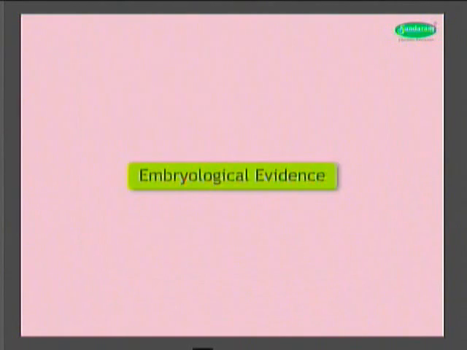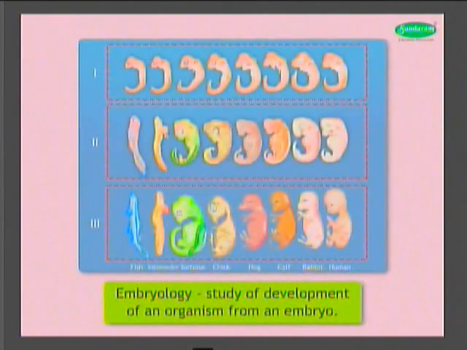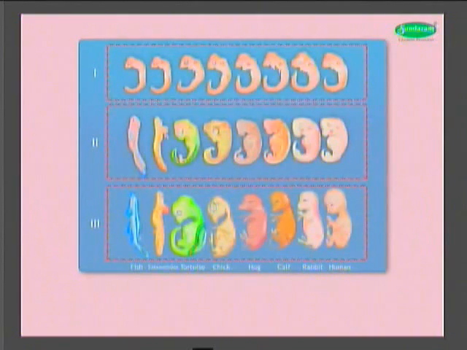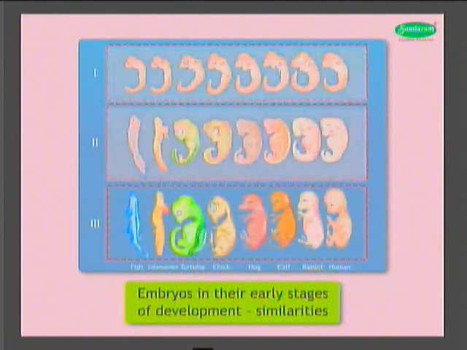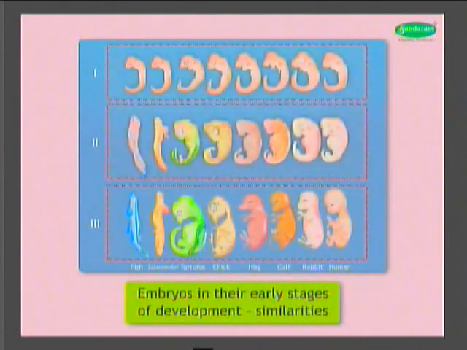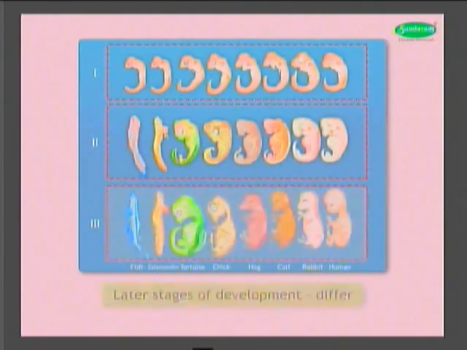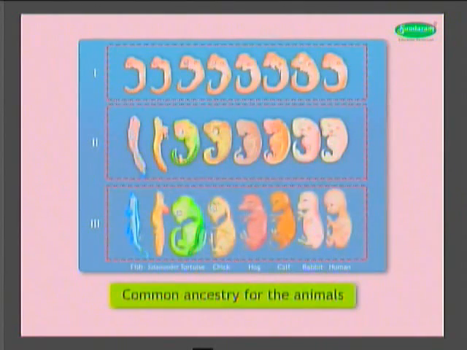Embryological evidence. Embryology deals with the study of development of an organism from an embryo. The comparative study of embryos of different generations of vertebrates exhibits certain interesting facts. The embryos in their early stages of development show a great deal of similarities, but differ in later stages of development. This suggests common ancestry for these animals.